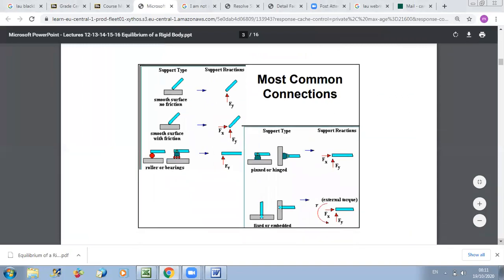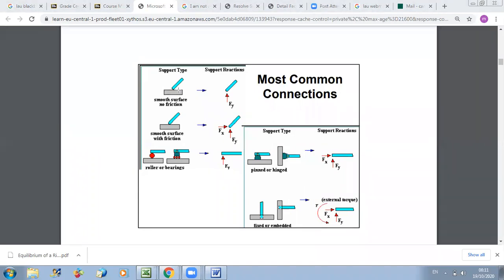Sometimes they tell you we have a smooth surface. When they say smooth surface, what do they mean by this? We don't have friction, okay? And if we don't have friction, then the surface will only develop one reaction that is perpendicular to contact, okay? So no friction, this means that the object can slide freely without a resistance, and only the surface will develop a force perpendicular to contact.